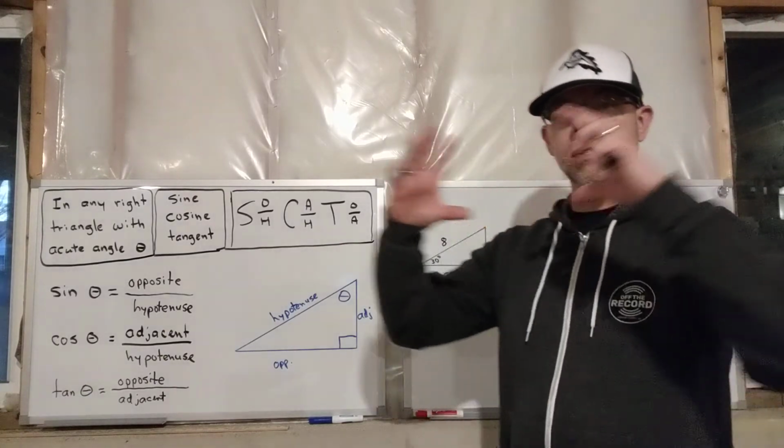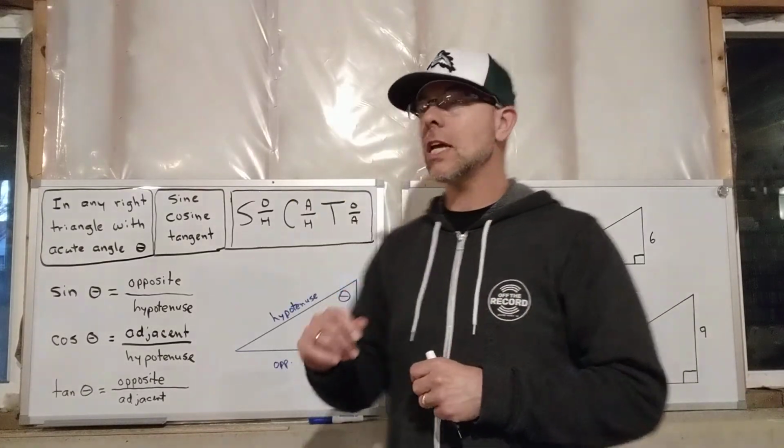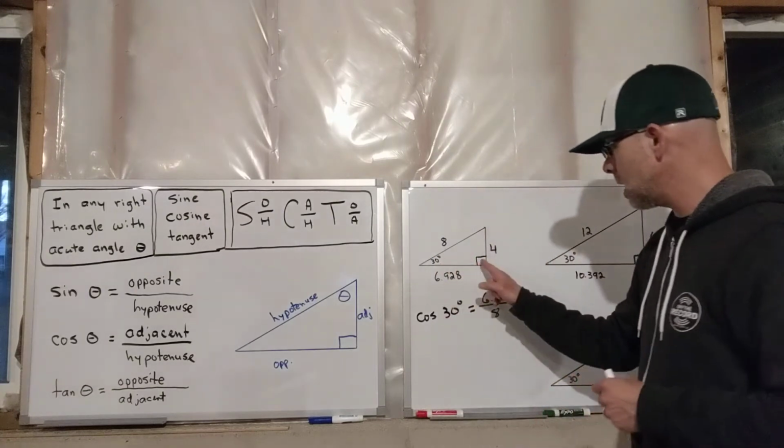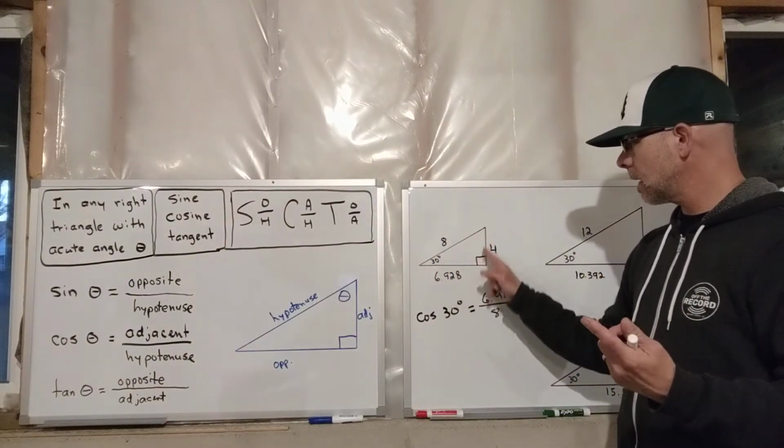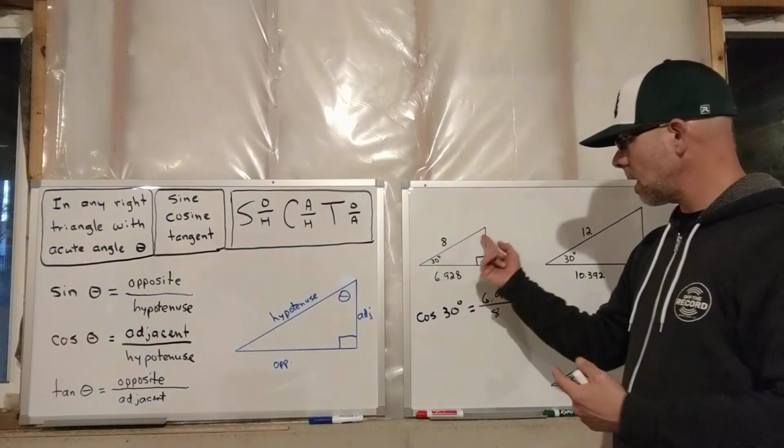It doesn't matter the size of the triangle. Angles don't change. They can only be 30, 90. By the way, this would be 60 because 30 and 90 and 60 add to 180. So that has to be 60.